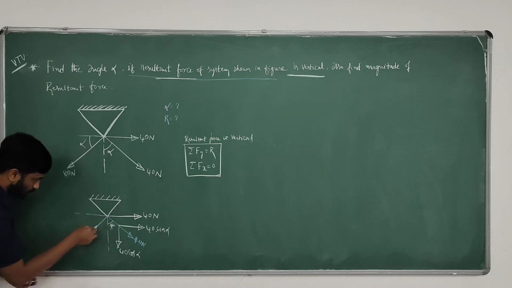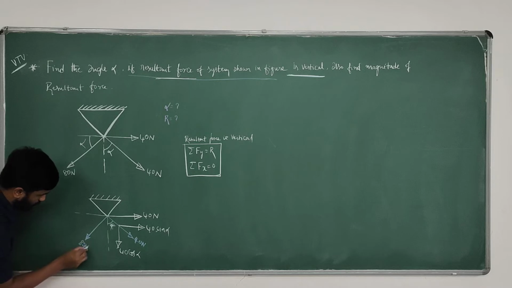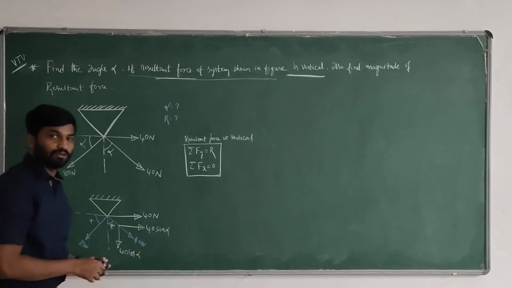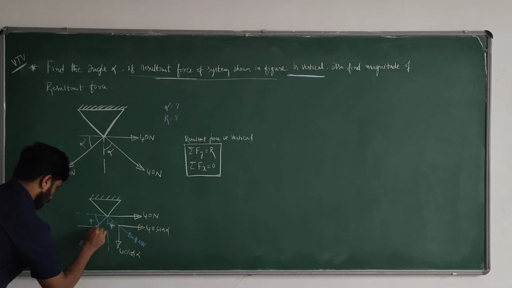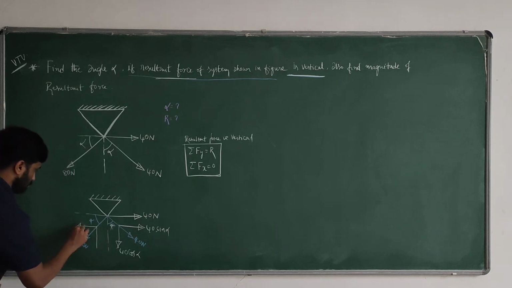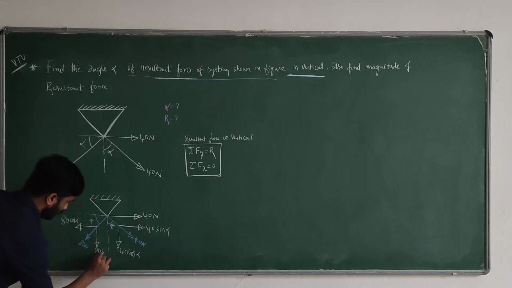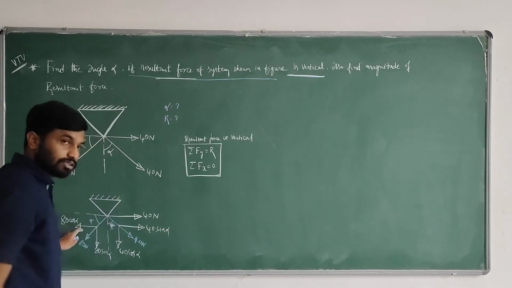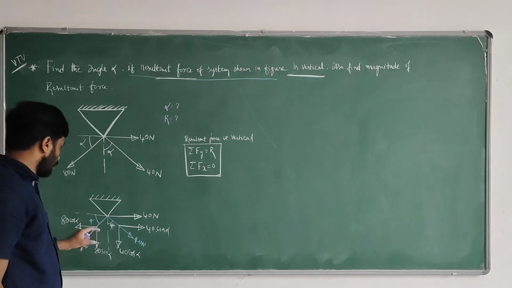And one more force is 80 Newton, with inclination with respect to horizontal. So here the horizontal component is 80 cos alpha, and the vertical is 80 sin alpha. This is the free body diagram. Horizontal is 80 cos alpha and vertical is 80 sin alpha.